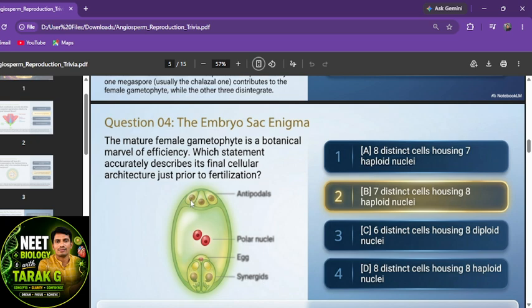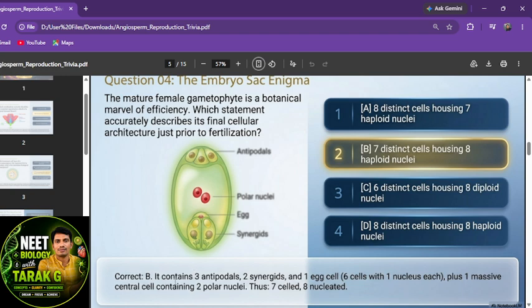Calculate how many cells are there: 1, 2, 3, 4, 5, 6, 7. Total 7 cells. But how many nuclei are there? Here 1. The polar nuclei, the secondary nuclei, are there, no? Here 2. 2 plus 3, 5, 6, 7, 8. Total 7 distinct cells housing 8 haploid nuclei.